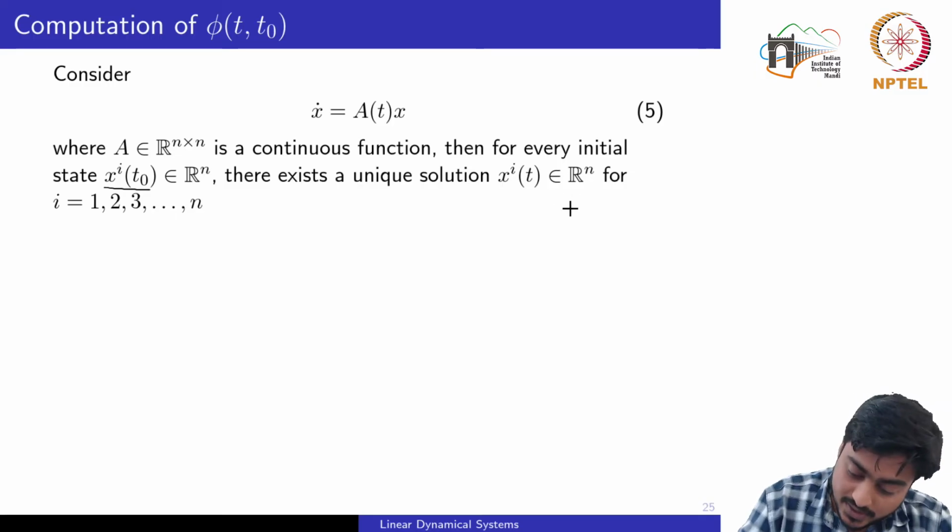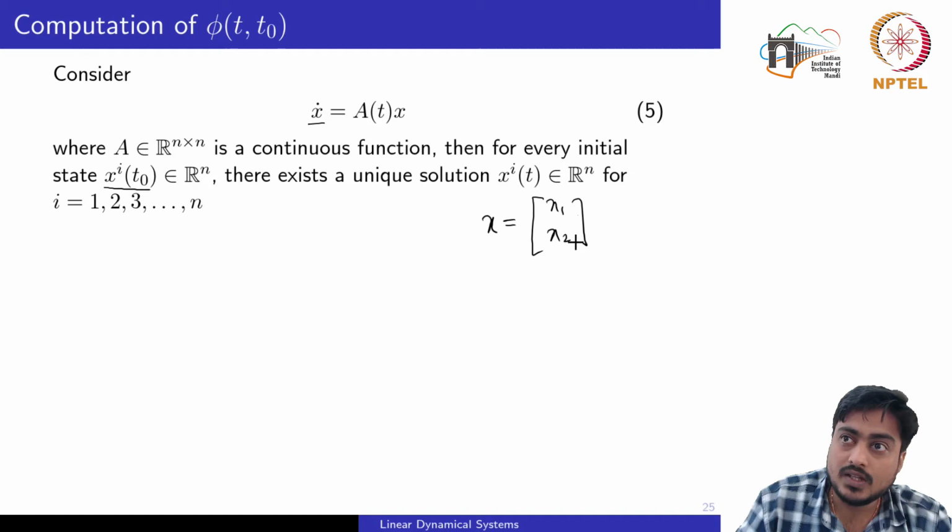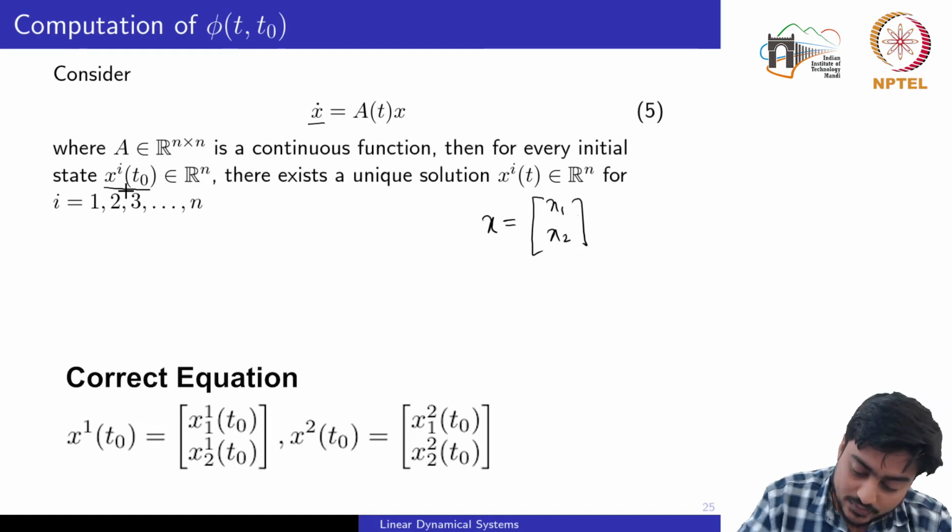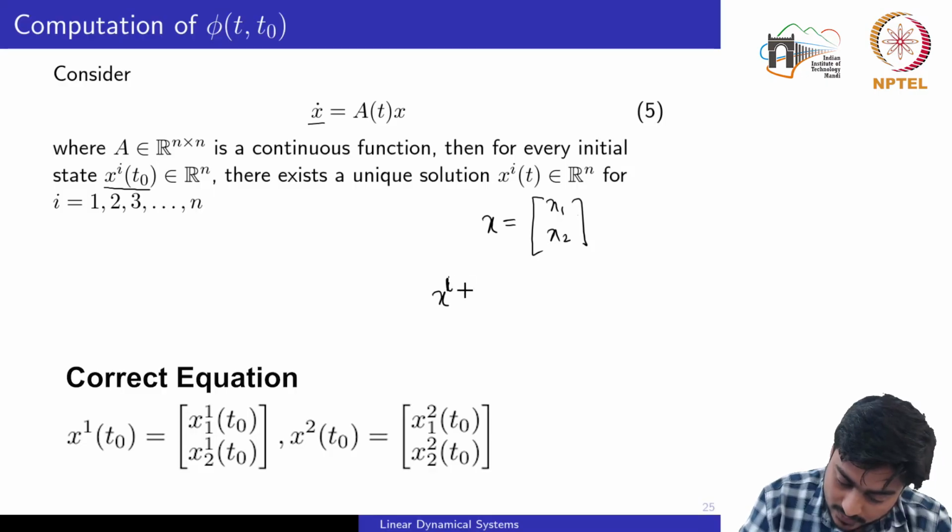Okay, so for example, let's suppose we have this original x equal to x1 and x2. Now this xi(t0) says that I have an n dimensional vector which I call, let's say, x1(t0), which is again an n dimensional vector at time t0.